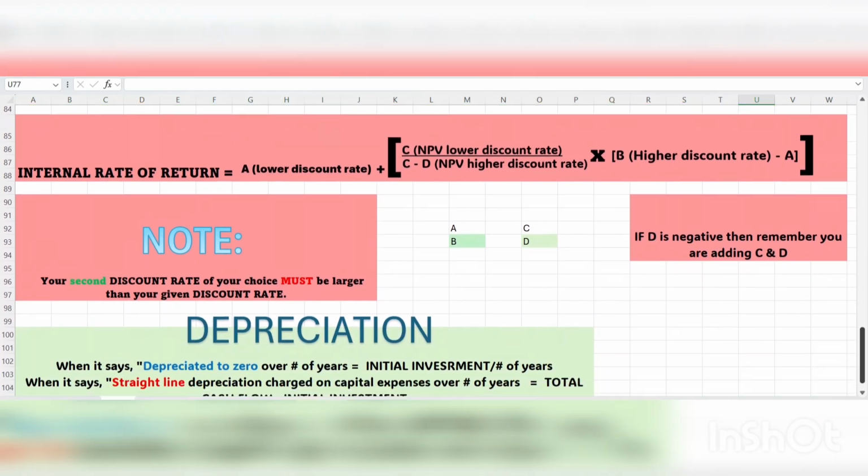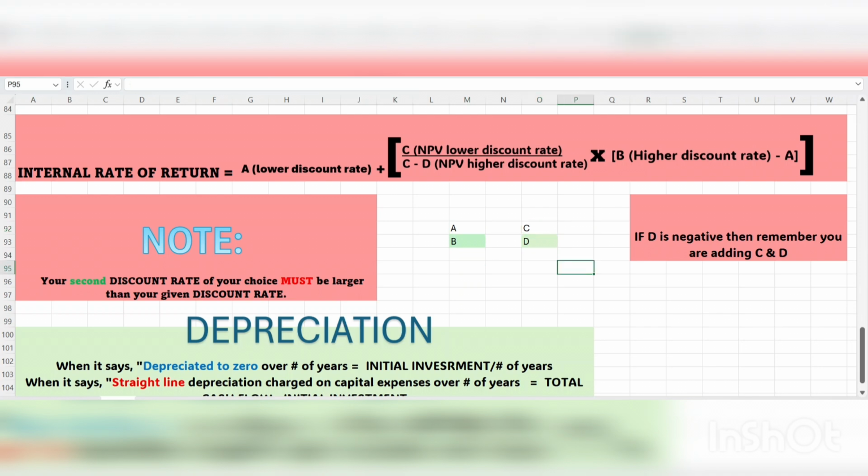Then you have your internal rate of return, which is followed by this formula. The key here is also that the values that you are not given, let's say they just give you value A and value C, and they ask you to calculate your IRR, you can pick whatever values you want to, but the catch is your value for B and your value for D must always be higher. It has to be larger than value A and value C.